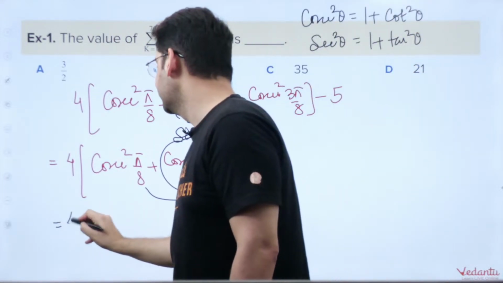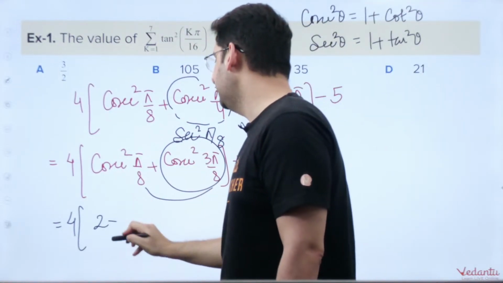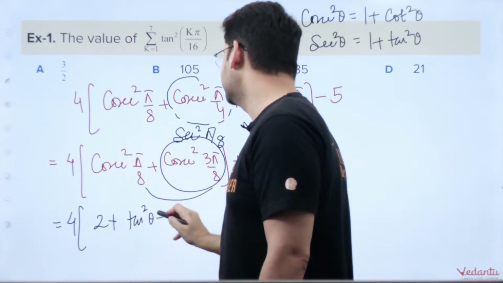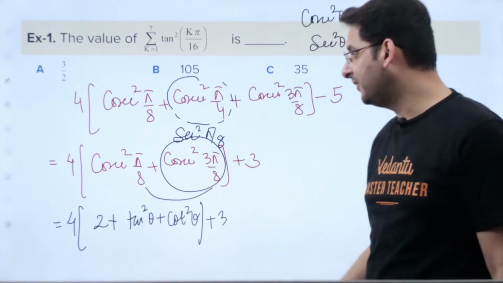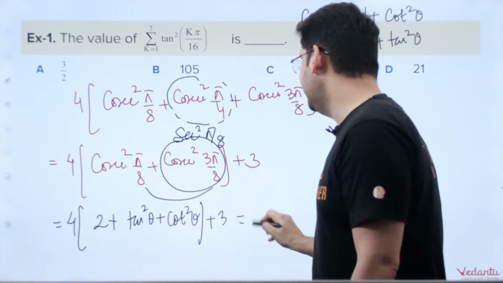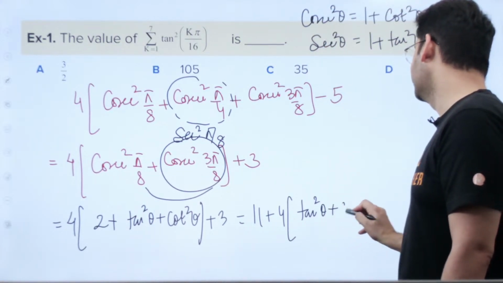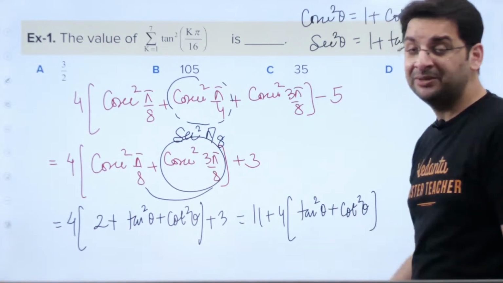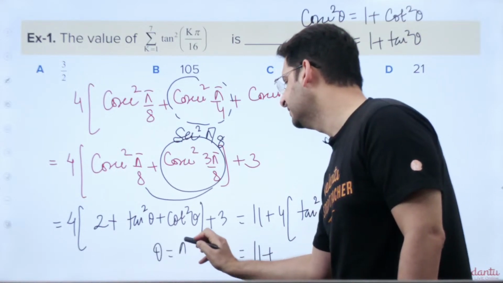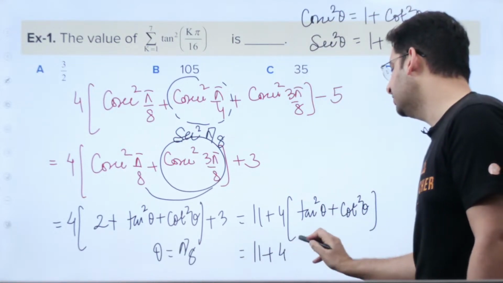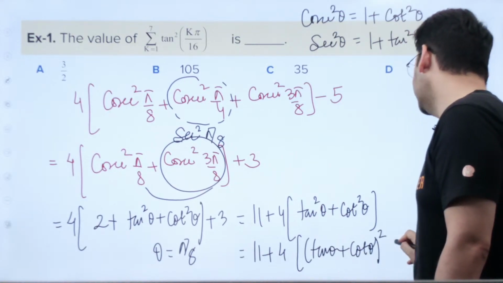So 4 times, 1 plus cot square, 1 plus tan square, it is going to be 2 plus tan square theta plus cot square theta, plus 3. So again we are back to square 1. So 8 plus 3, 11. So 11 plus 4 times tan square theta plus cot square theta. Theta is pi by 8, by the way. So 11 plus 4 times tan theta plus cot theta whole square minus 2 again.